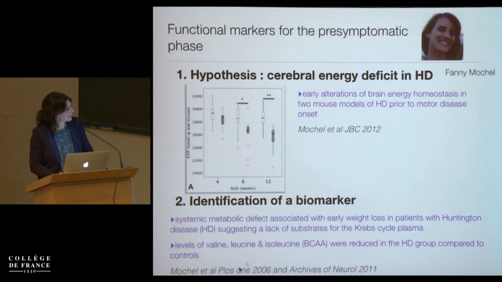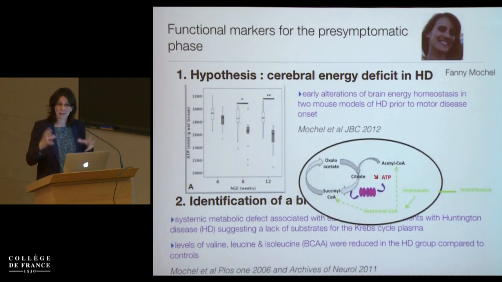So when we did this analysis, we saw that there was an abnormal use of branched amino acids in the group of Huntington's disease, and we thought this would reflect an abnormal mitochondrial oxidation of these amino acids, and probably because there's not enough substrate in the Krebs cycle, we would be able, with a treatment, with an anaplerotic treatment, to boost up the Krebs cycle.